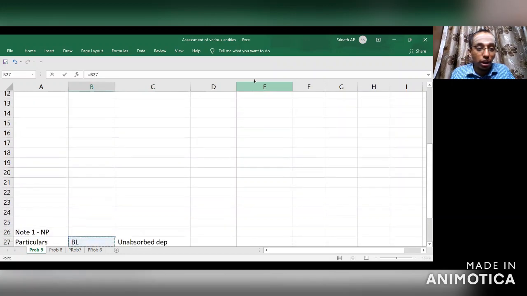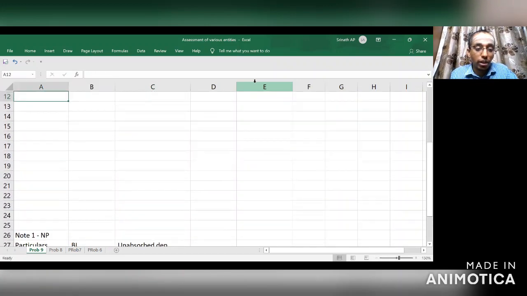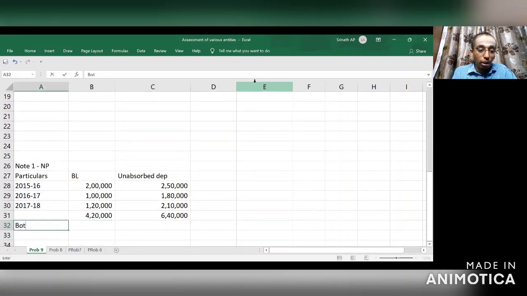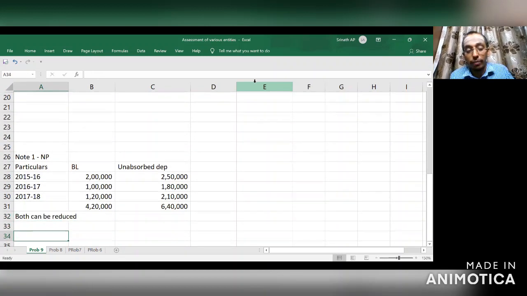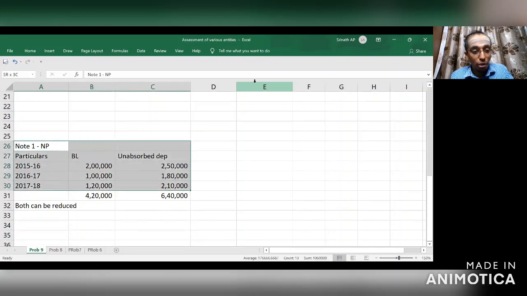So going this way, here you can reduce both under the normal provisions. Both can be reduced. Now let's go to note 2.